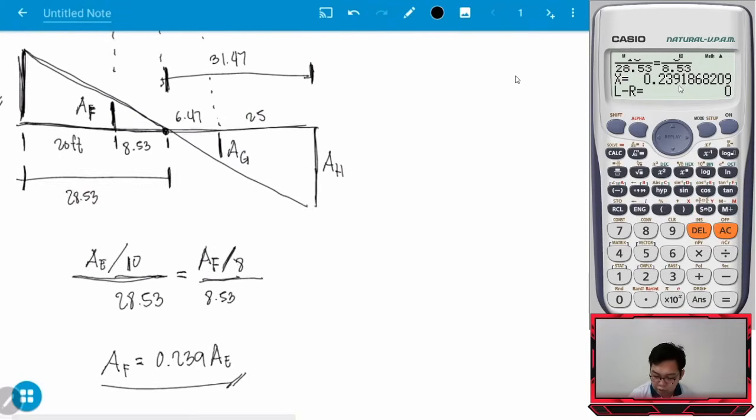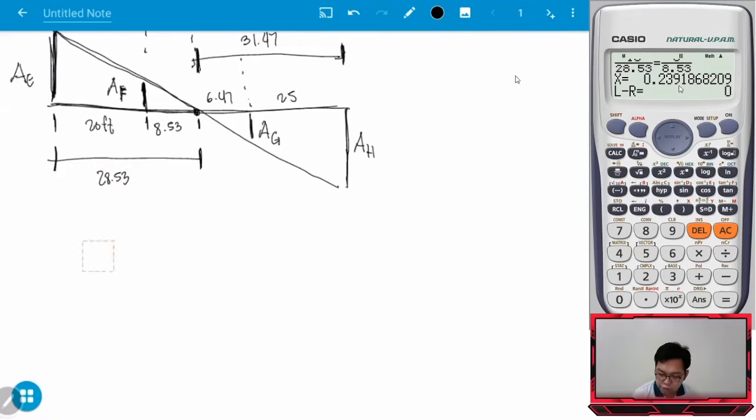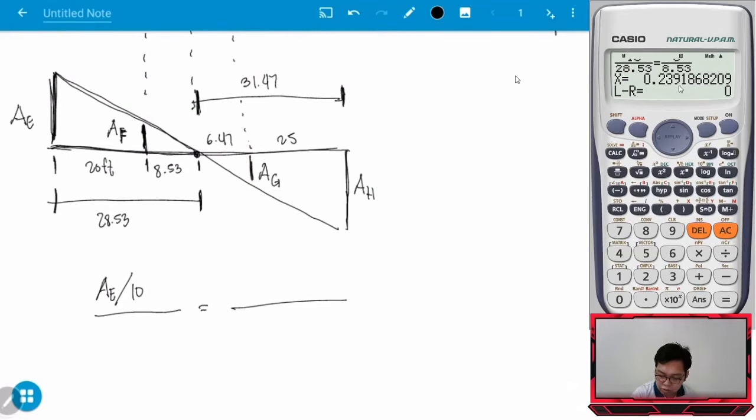Now, I will try to solve for AG. So, to solve for AG, guys, same pa din. Ang stress sa AE, ano yung stress sa AE? Force AE divided by area na 10. Divided by, yung distance na yan, this is actually 28.53. That must be equal to, dapat to stress sa G. Stress sa E, sorry. Stress sa F.